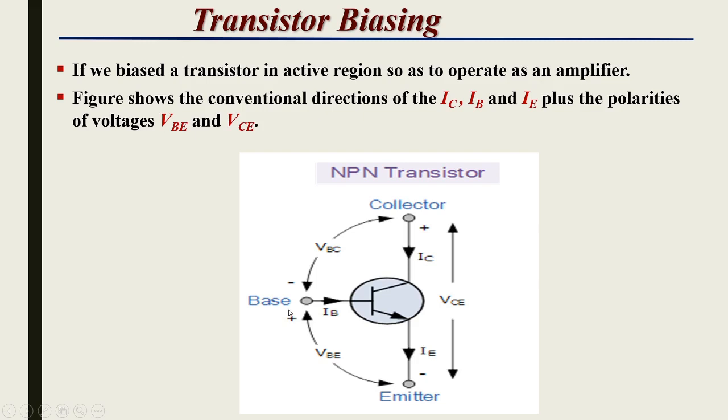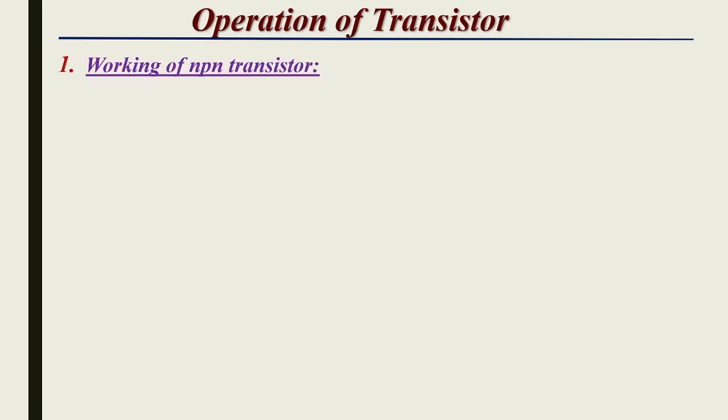The voltage between the base and emitter terminal is the input voltage, called VBE, and these are the polarities of this input voltage. The output voltage is measured at the collector terminal, so the output voltage is VCE. We measure this collector voltage with respect to the emitter, and that's why it is called VCE. Now, the working of an NPN transistor.